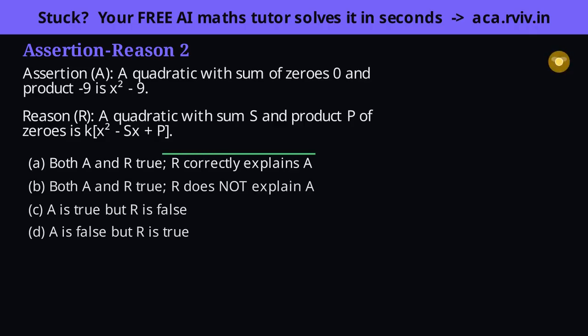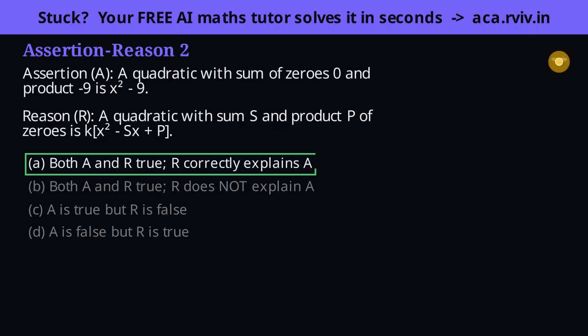The middle term dies because s is 0, and we get k times x squared minus 9. Taking k as 1 gives exactly x squared minus 9, whose zeros are plus and minus 3, a matched pair, just as a zero sum demands. So the assertion is true, the reason is true, and the reason is precisely the construction that yields the assertion. Option A once more.